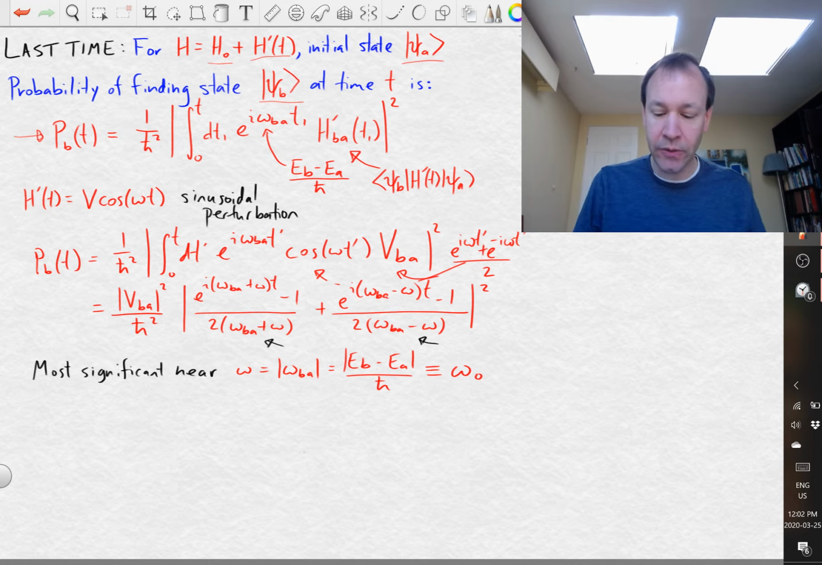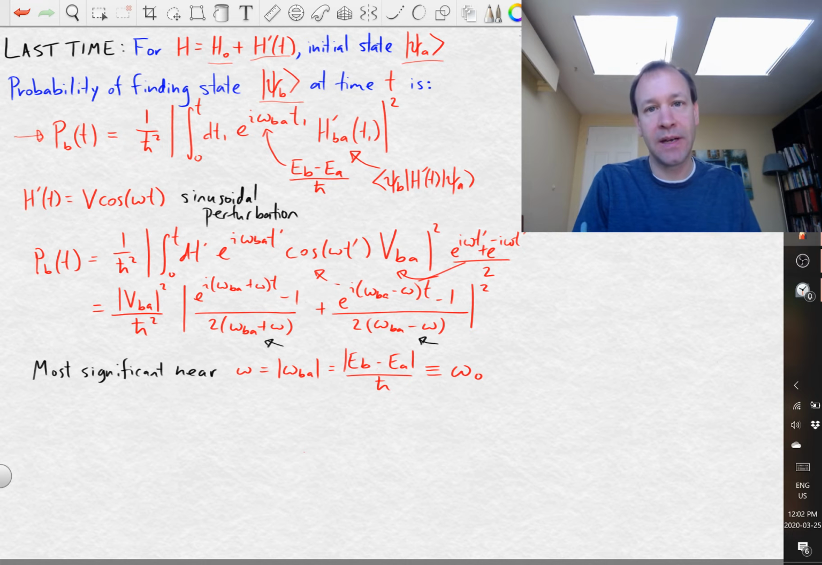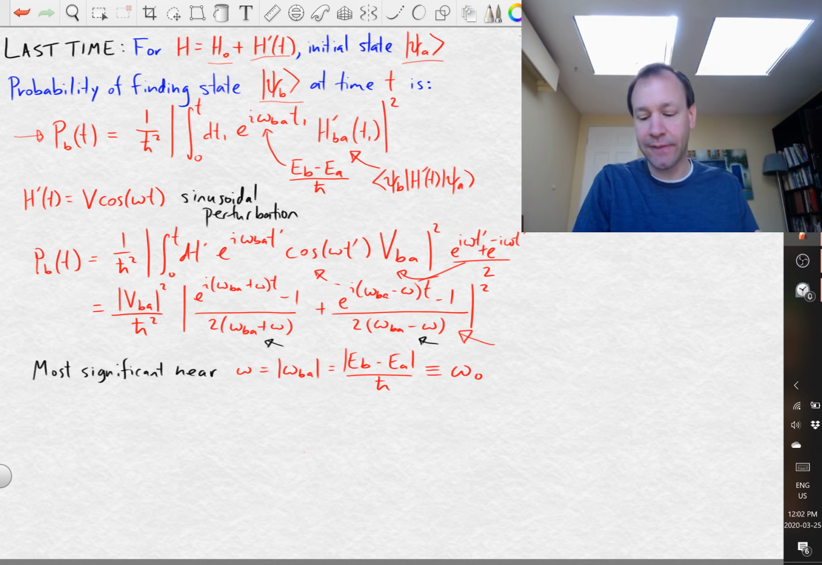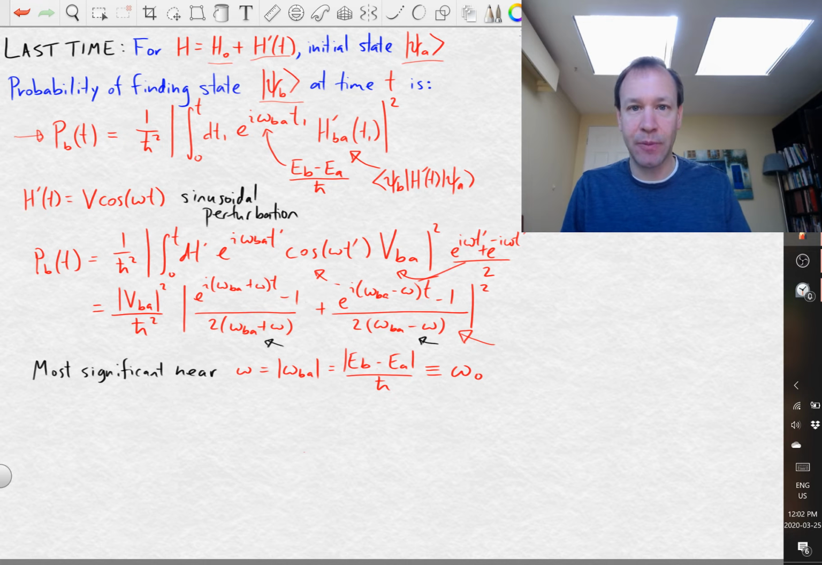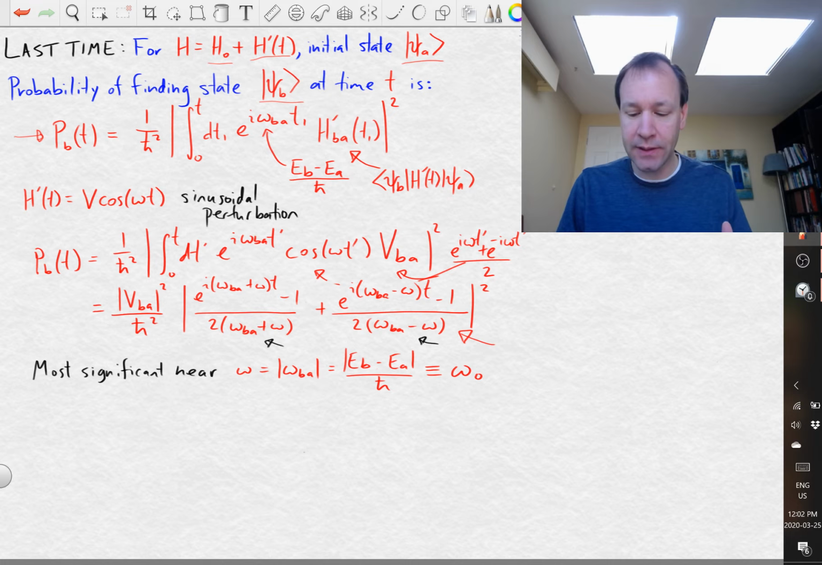Okay, and so basically what we can do is then approximate. Let's say omega is close to omega BA, then this second term here is going to be much larger than the first term, and we can approximate the entire expression by the second term. And then we can simplify that second term down to some real function.